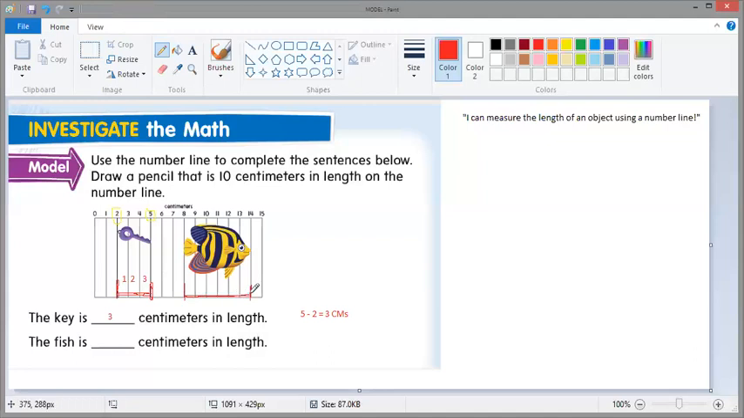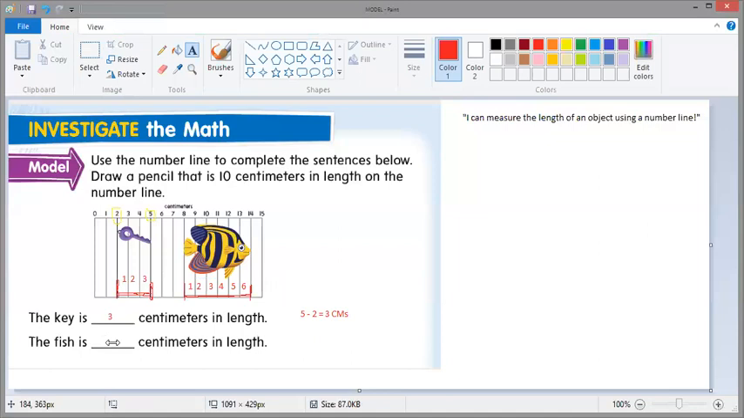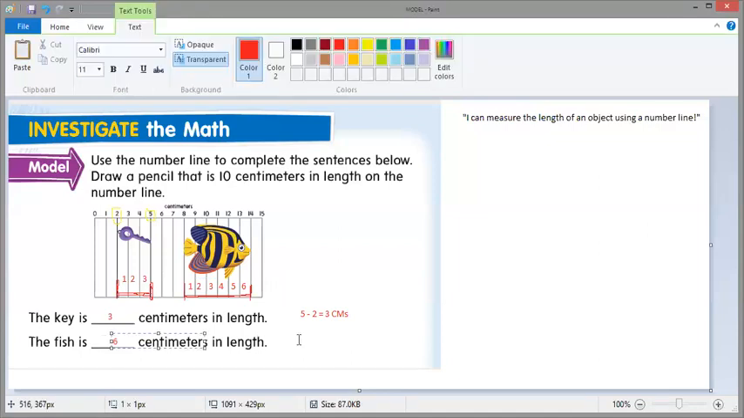So let's start with the first strategy. First strategy, we're going to count the spaces in between where all the fish takes up on the number line. 8 to 9, 1 centimeter. 9 to 10, that's our second. 10 to 11, that's our third. 11 to 12, that's our fourth. 12 to 13, that's our fifth. 13 to 14, that's our 6 centimeter, excuse me. So our fish is 6 centimeters in length.